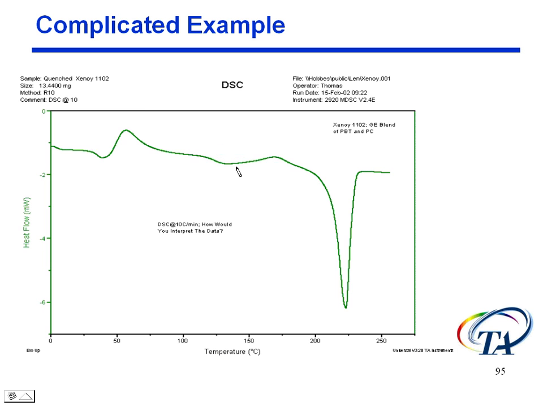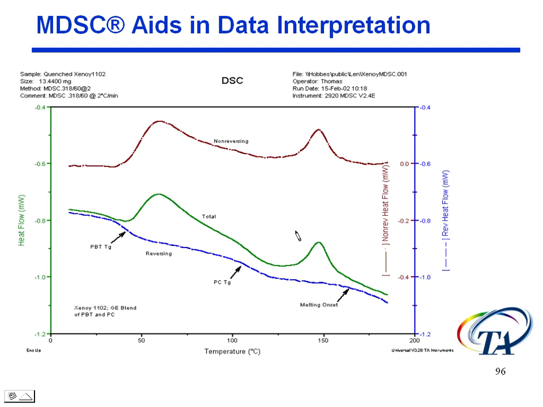So obviously we ran it modulated. If we look at just a small portion, we're not really looking at the melt here, but we see our reversing curve, our total heat flow curve, and our non-reversing. Now what we see here is two step changes. That's our two glass transitions, one of the polybutylene terephthalate, one of the polycarbonate.